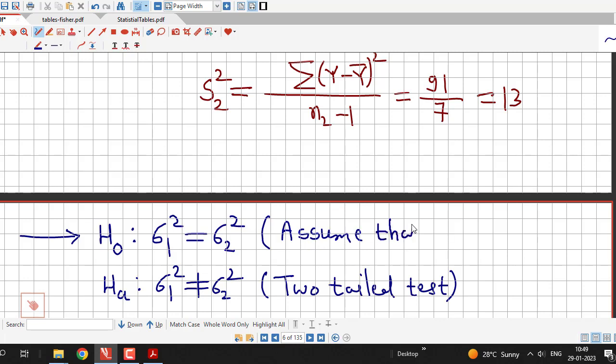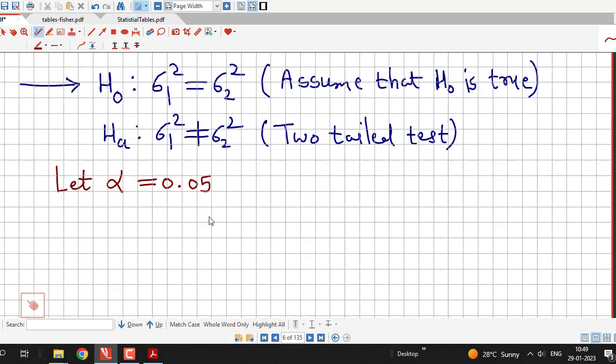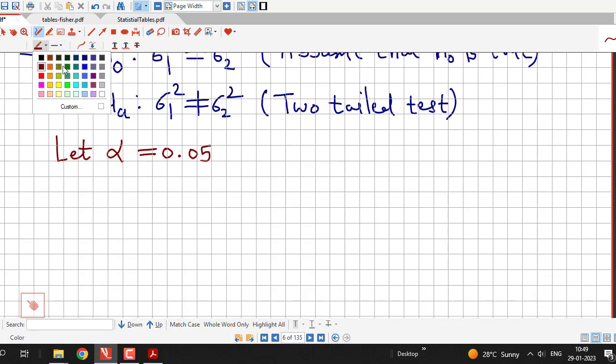We always assume that the null hypothesis is correct, and we test whether we have to reject it or we fail to reject it. Level of significance is not given, so we consider the level of significance to be 0.05, or 5% level of significance.